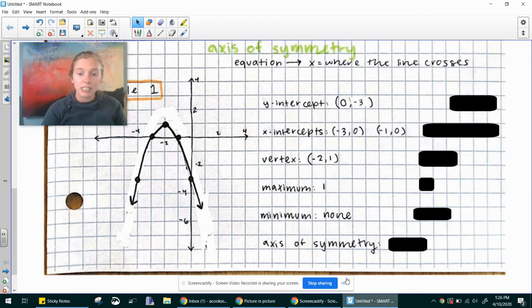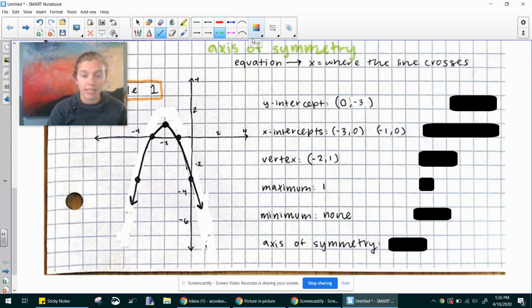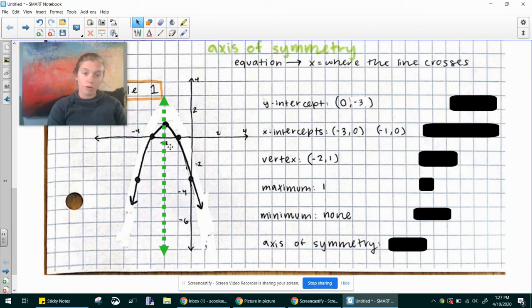Finally, we are going to look at our axis of symmetry. So our axis of symmetry is going to be the line that we can use to cut this graph in half. So let's draw a line right there. It turns out that our axis of symmetry goes right through x equals -2. So our axis of symmetry is x equals -2.